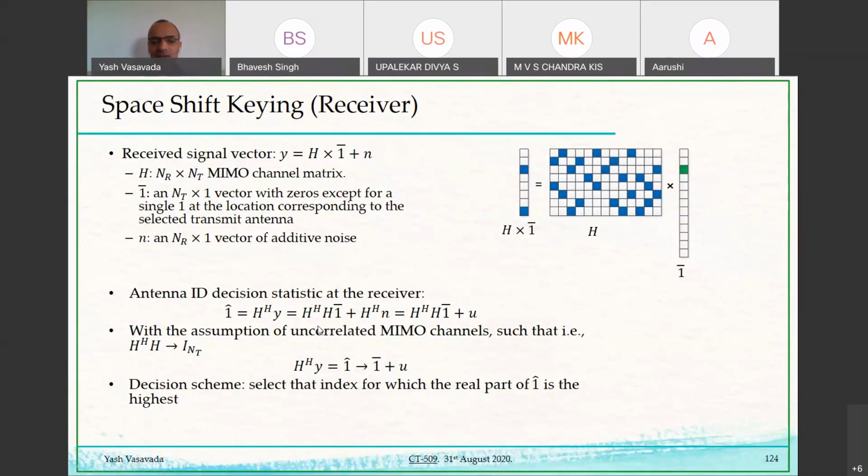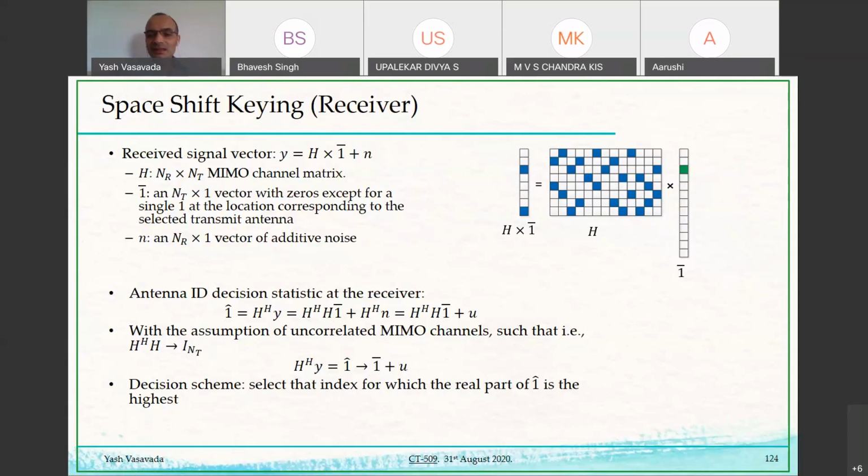The difference between the orthogonal modulation scheme that we have studied in CT516 and SSK is that this H Hermitian H is not guaranteed to be the identity matrix, because it depends on what the actual channel variables are. And so that is the main difference.